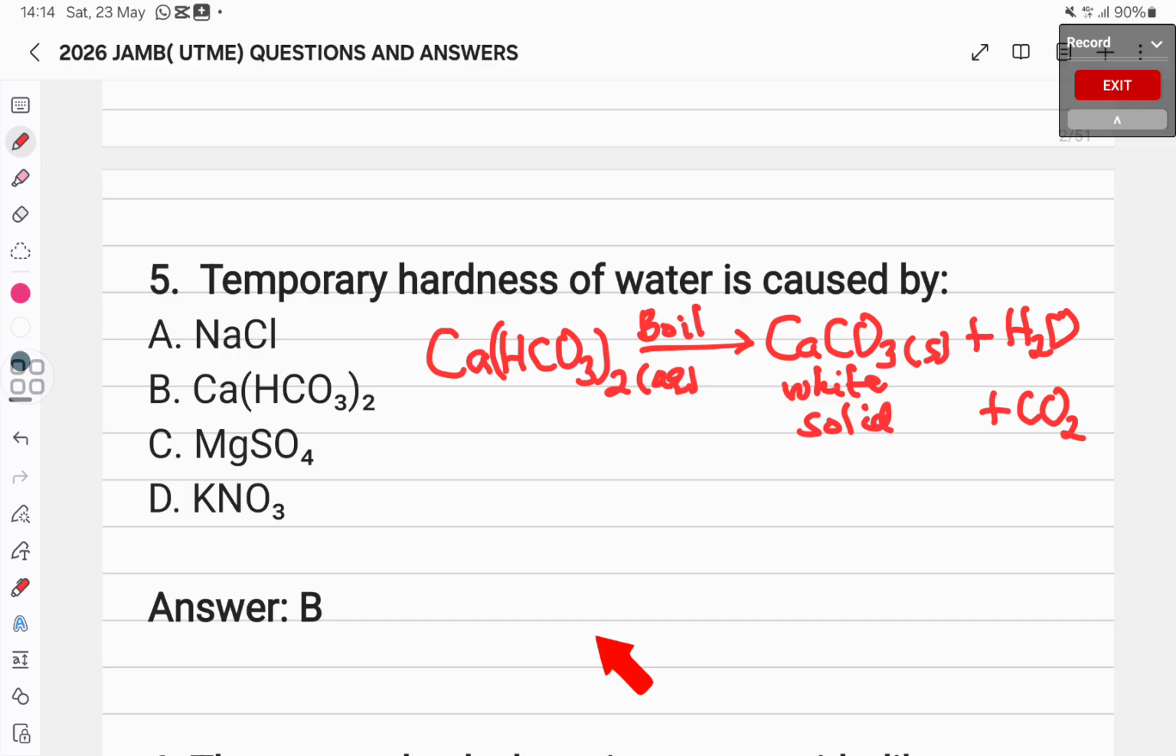the water. So this solid will precipitate out, and in separating it completely, we allow the water to settle down, and we can simply decant or filter the water out. So the insoluble white solid remains behind in the container or on the filter paper. So the temporary hardness is caused by calcium hydrogen trioxocarbonate(IV). The option is B. All other options are salts. They do not contribute hardness to water in any form, so they are incorrect.